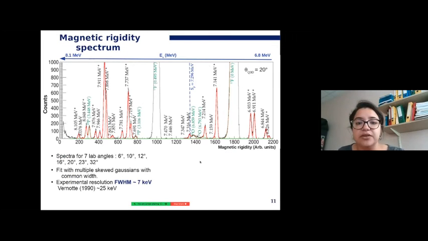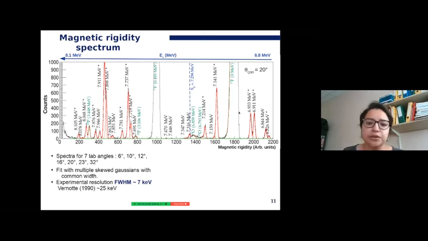We obtained 7 of these spectra for different angles, and I show here a spectrum obtained at the angle of 20 degrees in the lab frame. So it contains bound levels below the proton threshold as well as unbound levels. And we also have large peaks from reactions induced on contaminating elements.